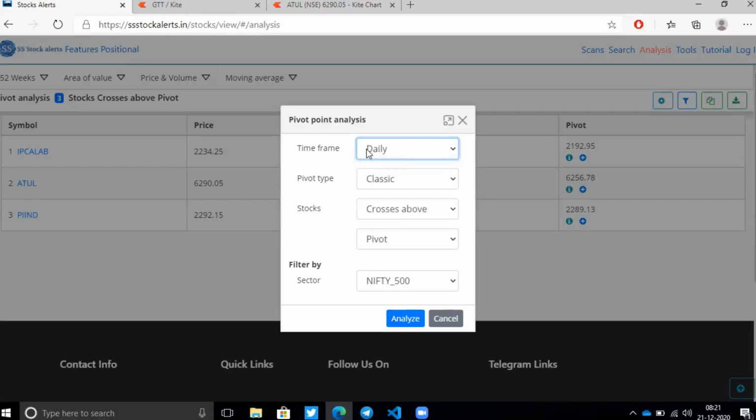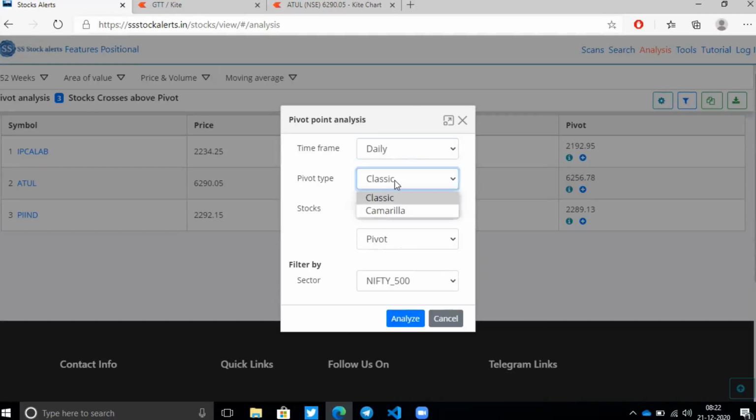So for now, I am selecting the daily time frame. I will select stocks for this week, like 1 to 5 days. Whenever we select the daily time frame, this pivot point analysis tries to get the stocks which are closing above the higher time frame pivot points, and only then will we get these stocks.